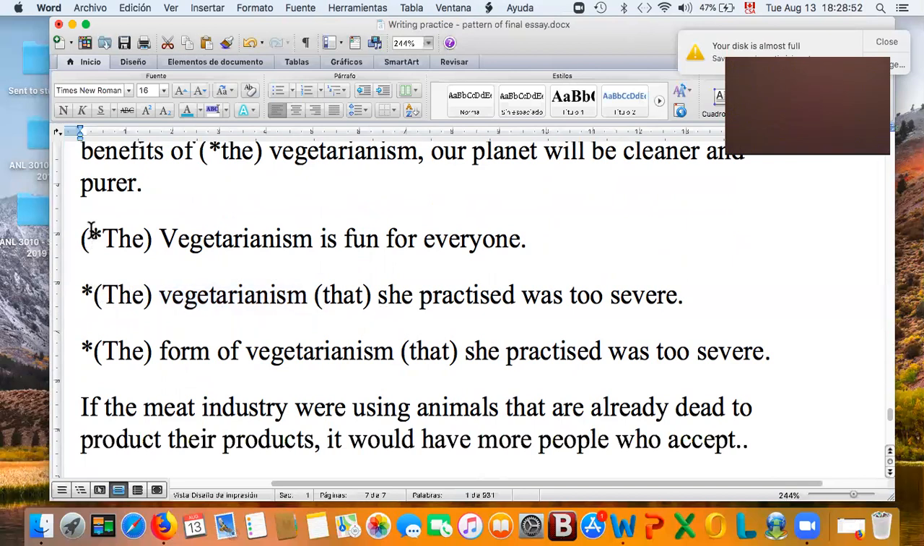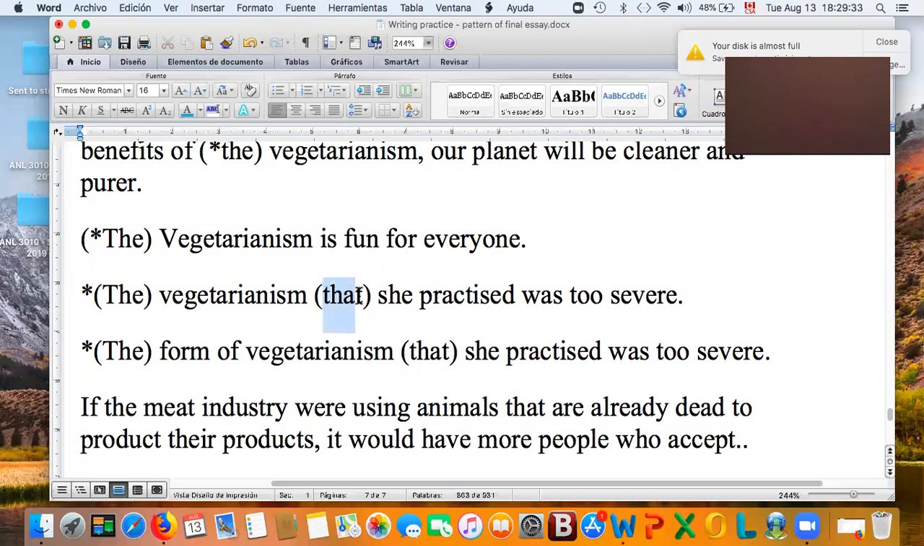Notice here the asterisk is inside the parentheses, and here the asterisk is outside. When you just have the parentheses like this, it means optional. If you put the asterisk next to the parentheses, it means this is not optional. You cannot say veganism that she practiced was too severe. You mean the veganism, which veganism? The one that she practiced, the version that she practiced. The vegetarianism, sorry, not veganism, the vegetarianism that she practiced was too severe.